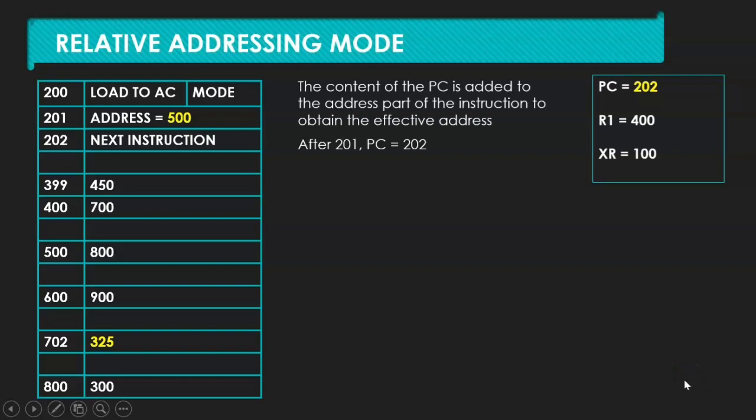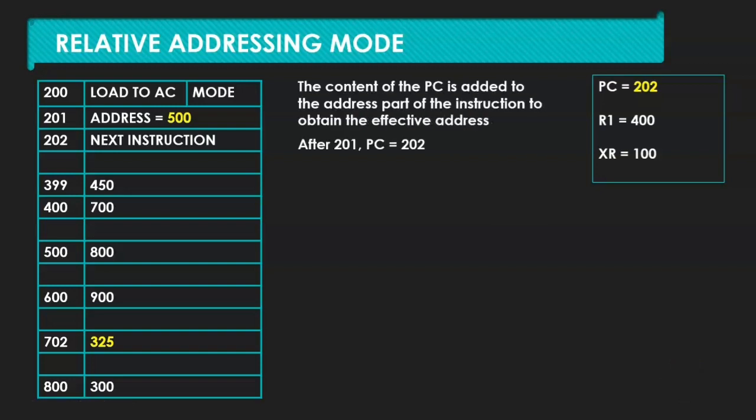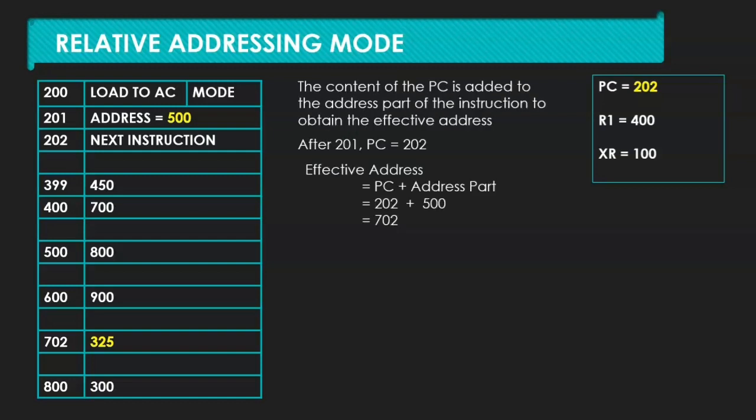As discussed earlier, in relative addressing mode, the content of PC is added to the address part of the instruction. Our next instruction is at address 202, so our PC value is equal to 202. Now the effective address is equal to PC plus the address part. PC is equal to 202 and the address part is equal to 500, which gives 702, which is our effective address. So the value 325 is loaded into AC.